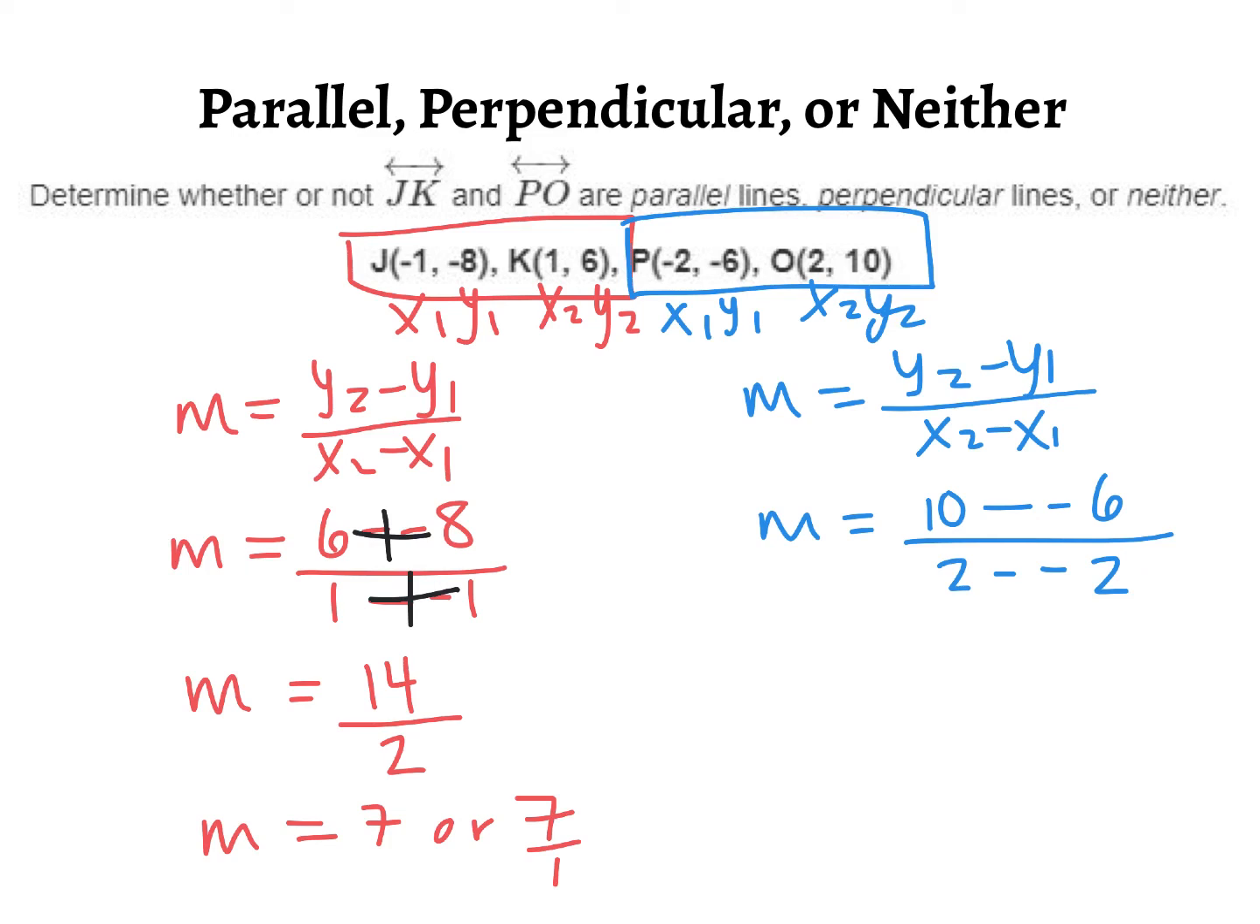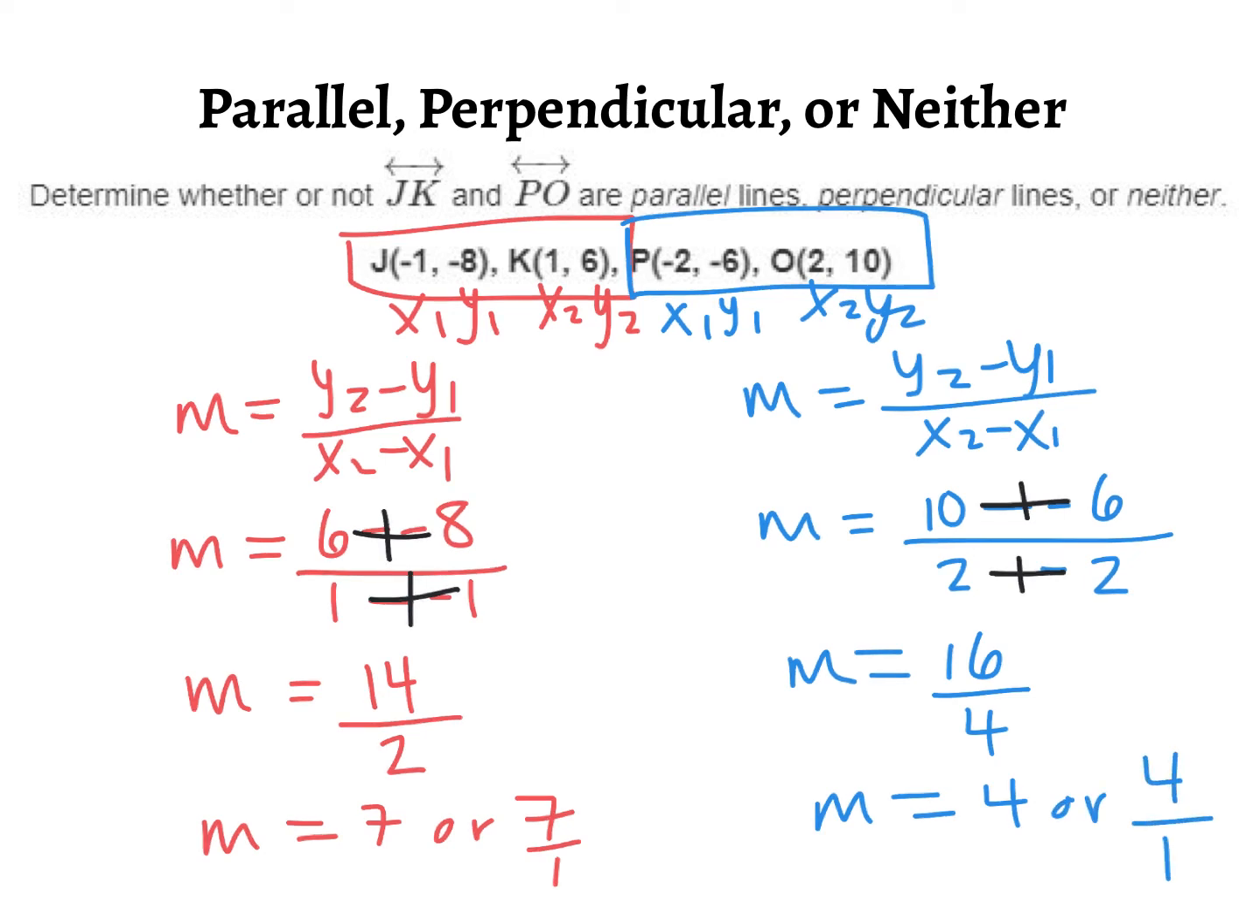The subtracting a negative is becoming a bit of a pattern here. Minus a negative turns into positive, minus a negative turns into positive. So, in the numerator, I have 10 plus 6. M equals 16. In the denominator, I have 4. Notice how 16 divided by 4 equals 4, or 4 over 1.